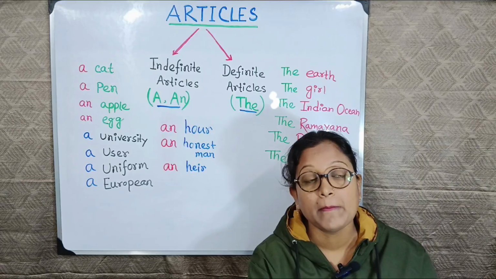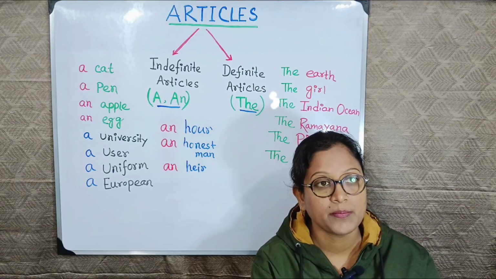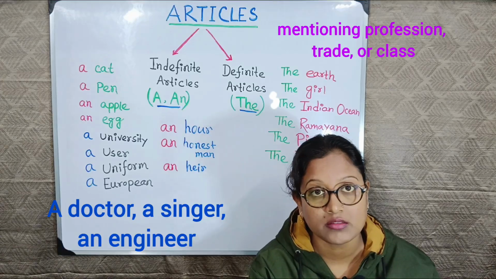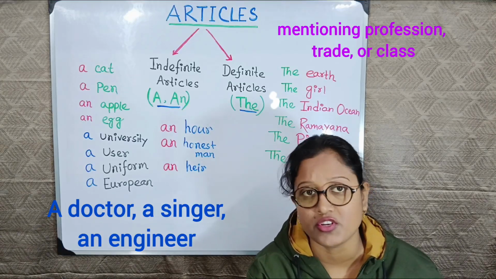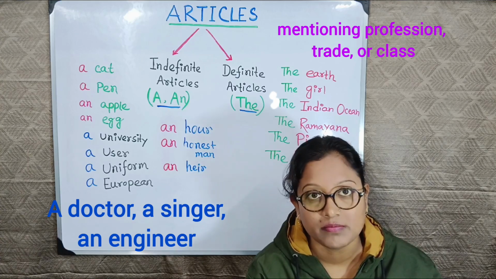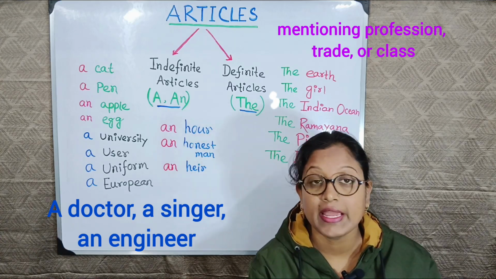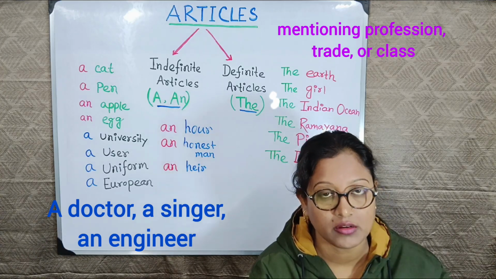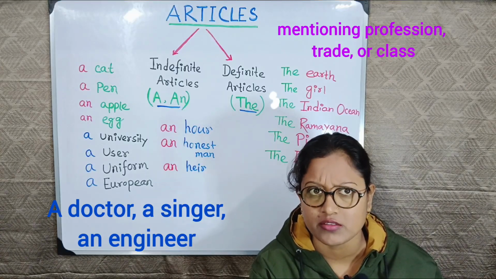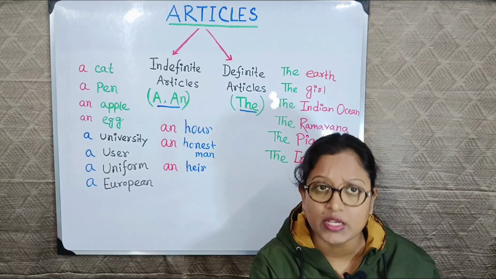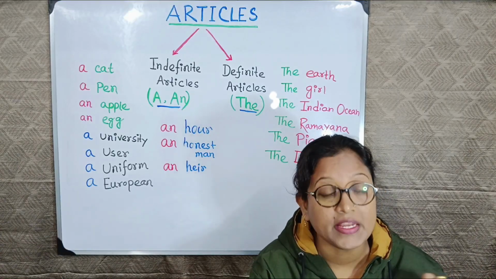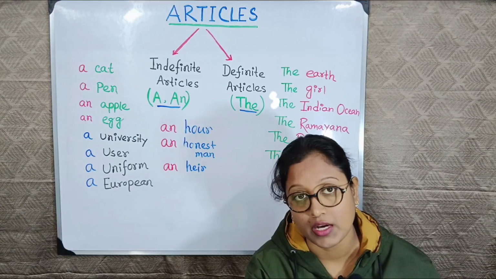Point number three, before singular nouns mentioning trait, class, or any profession. Like, she is a teacher, he is a doctor, he wants to be an engineer. So, engineer, doctor, these are denoting profession, class, right? So, before singular nouns, when it is denoting a profession or class.